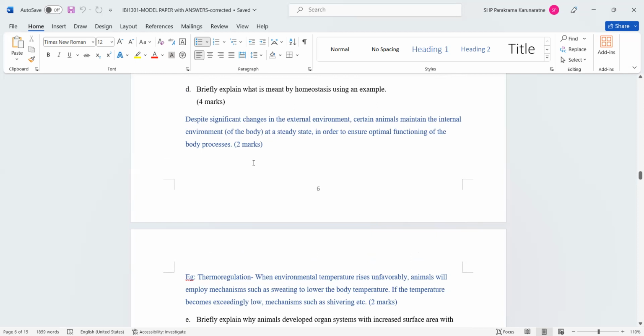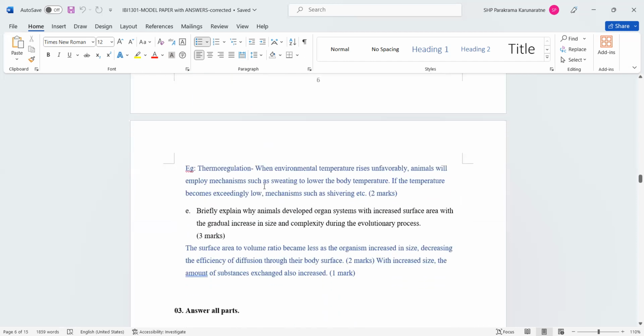So homeostasis is the maintenance of the balance inside the body. Despite significant changes in the external environment, certain animals maintain the internal environment of the body at a steady state, in a steady balance. Our temperature is steady. So this is called homeostasis in animals. We can keep the body temperature and other things steady in order to ensure optimal functioning of the body processes, because if the temperature increases or decreases in the body, that will affect the metabolic reactions in the body. So an example is given here: thermoregulation.